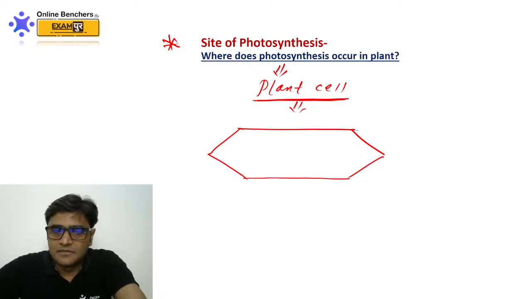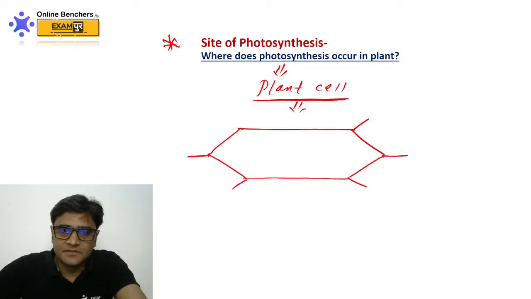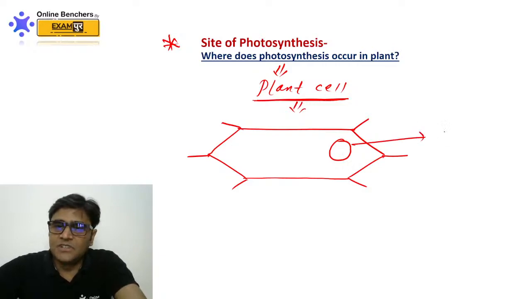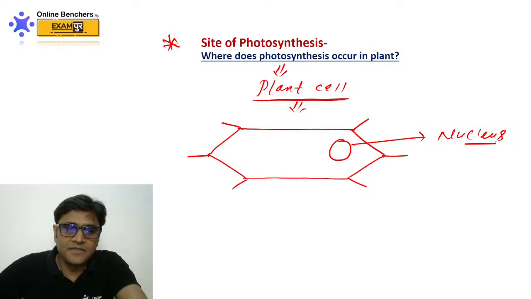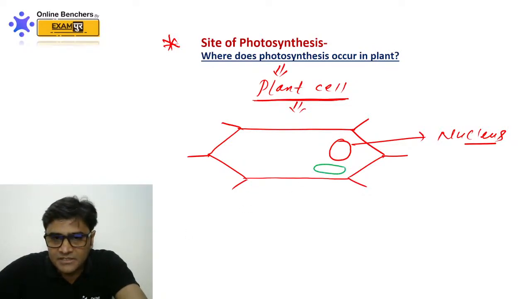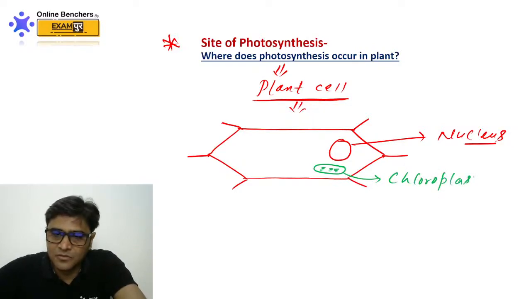In a plant cell we have many things, such as vacuole, nucleus, cell wall, cell membrane. So this is the nucleus of the plant cell. And in the plant cell we have a special cell organelle. Tell me the name of this cell organelle. In the plant cell we have a special cell organelle which is known as chloroplast.